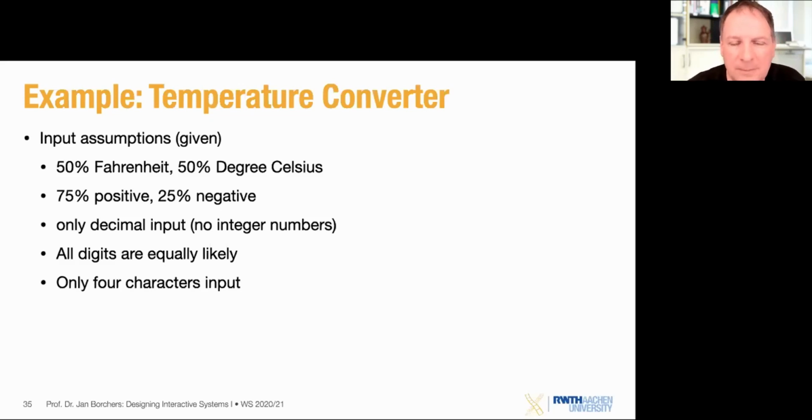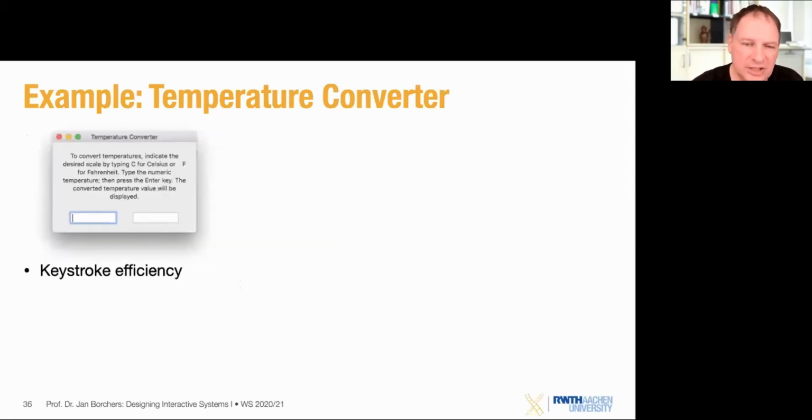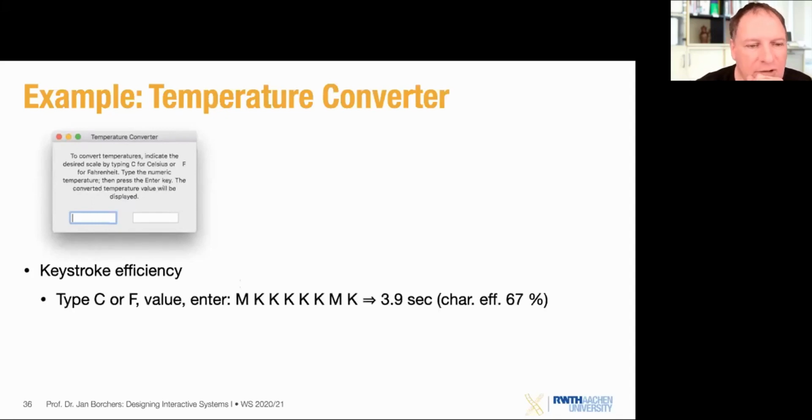We also assume all digits are equally likely, so we don't have a particular likelihood for zeros or ones to come up more often than 2s or 3s. And as we said, we have only 4 characters of input. With these assumptions in place, we can do a keystroke efficiency analysis of our interface, because we know what we need to do to operate this interface. I'm sorry, this is an interface that I haven't shown you yet.